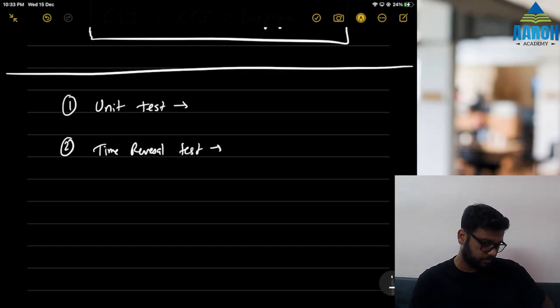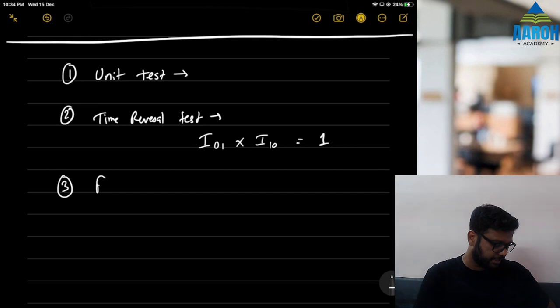Into P10 should be equal to 1. Correct. Index number of year 0 as base and index number of year 1 as base, their product should be equal to 1 or 100. What does factor reversal test say?